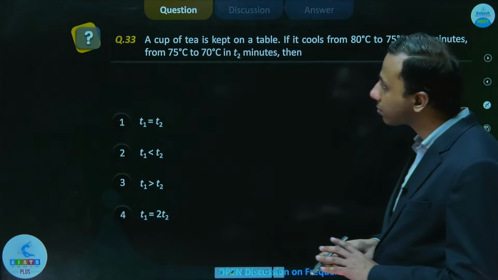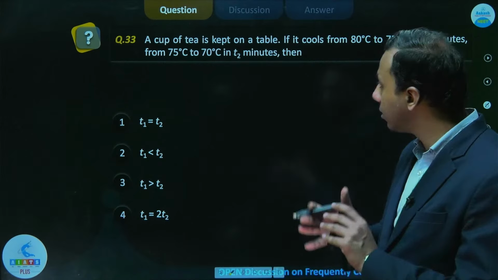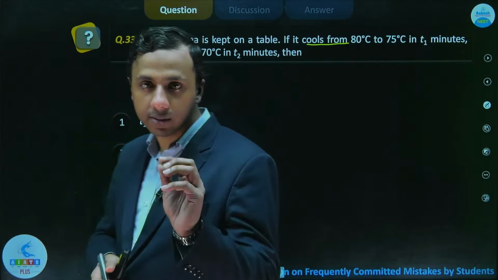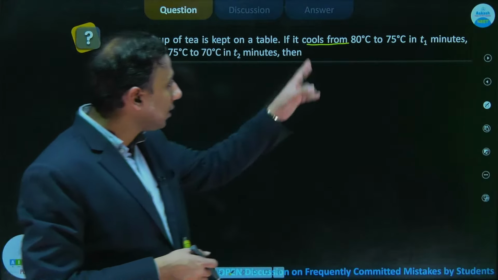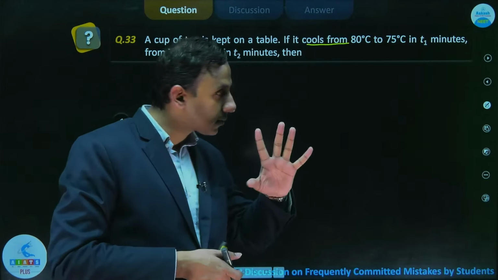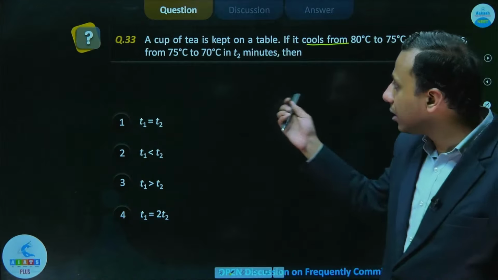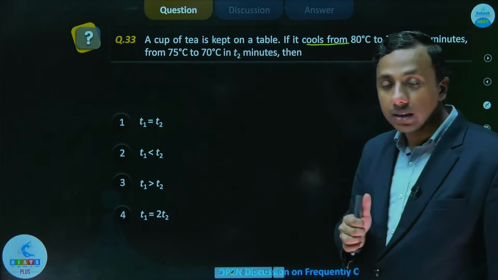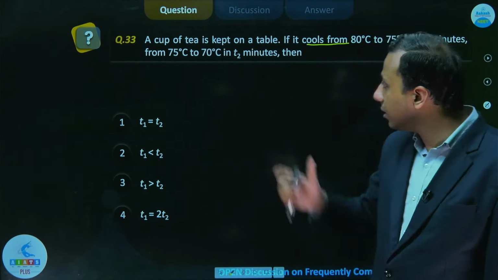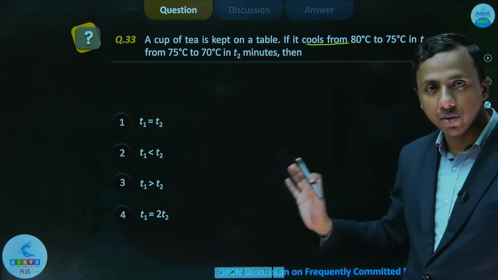Let's see. A cup of tea is kept on a table. If it cools from, note the keywords, it cools from where to where? 80 to 75. That is, it has cooled down by 5 degrees Celsius in T1 minutes. Then they are saying it cools from 75 to 70. That is, again it has cooled down by 5 degrees Celsius in T2 minutes. Then we have to compare T1 with T2.